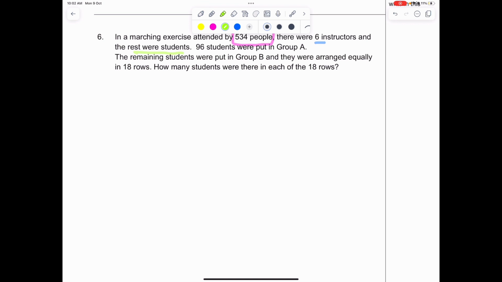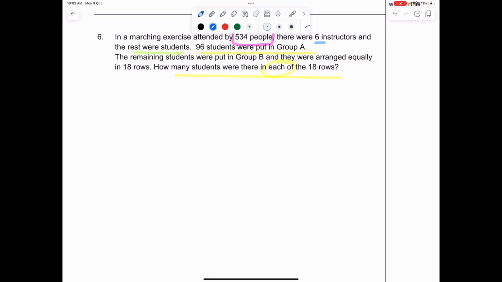96 of the students were put in group A. The remaining students were put in group B and they were arranged equally in 18 rows. How many students were there in each of the 18 rows?